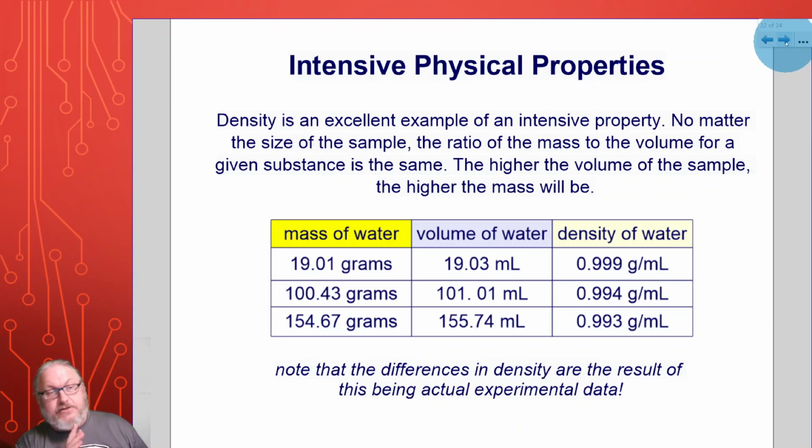So, density is a perfect example of what an intensive property is. It doesn't matter the size of the sample. The ratio of mass to volume of a substance is always going to be the same. Now, if I have more volume of the sample, guess what? The mass will also be higher. All right? So any type of difference here is, well, that's from experimental error, measurement error, that's all.